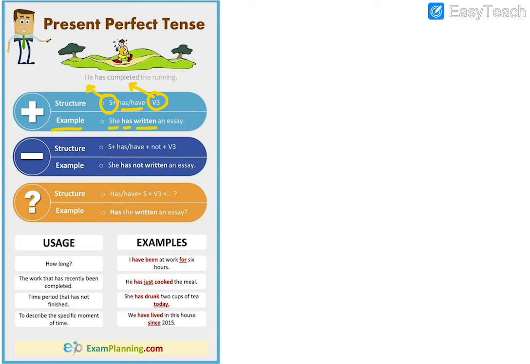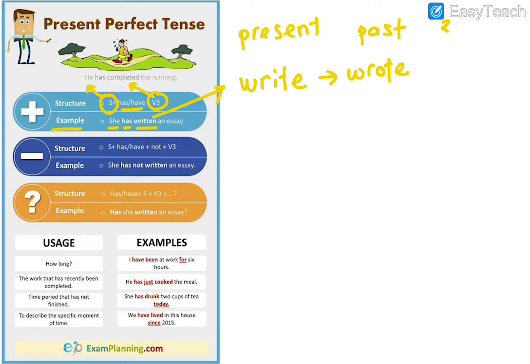Okay, so maybe you don't understand what it means, the third participle. Let me show you an example. So written, the root word of written is write. This is present. Now we go to past. Past, it became wrote. Now, third participle, it became written. Okay, so when you are using perfect, you have to use this one.